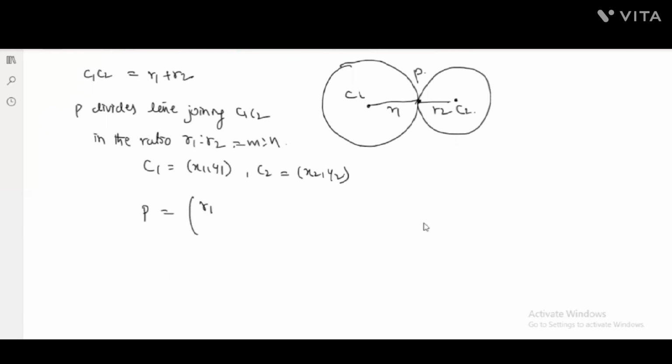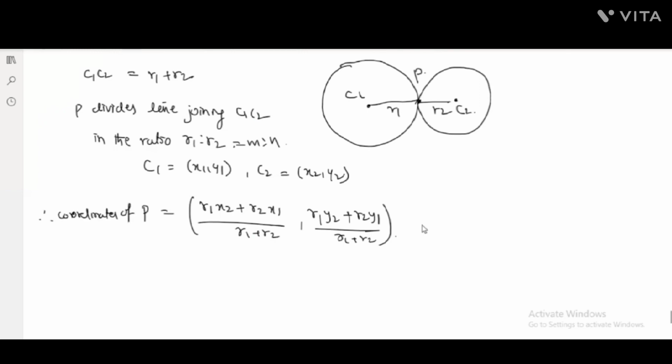Here m is R1 and n is R2, so P is (R1 x2 plus R2 x1) by (R1 plus R2), comma (R1 y2 plus R2 y1) by (R1 plus R2). So this is how we can find the point of contact of these two circles when they touch each other externally. So these are the coordinates of P.